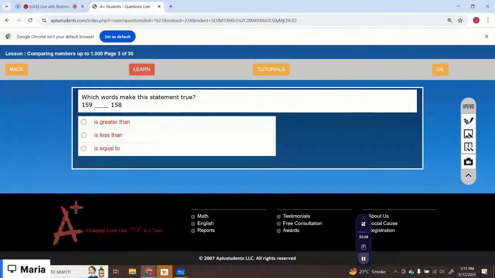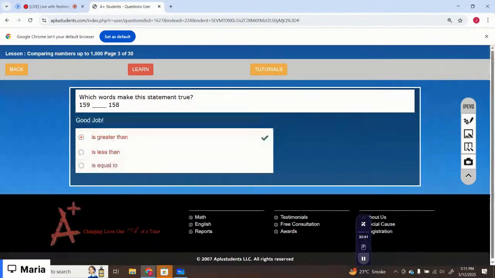Which words make the statement true, 159 and 158? So which is the correct option? 159 is greater than 158.